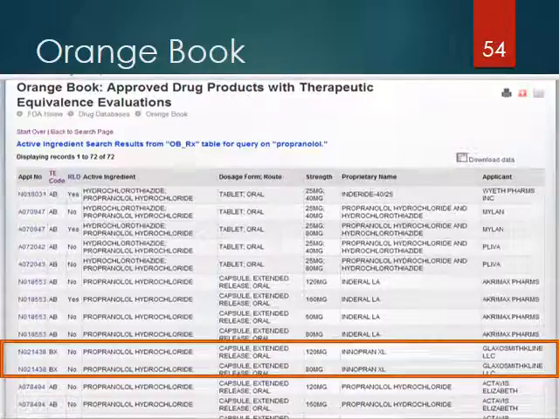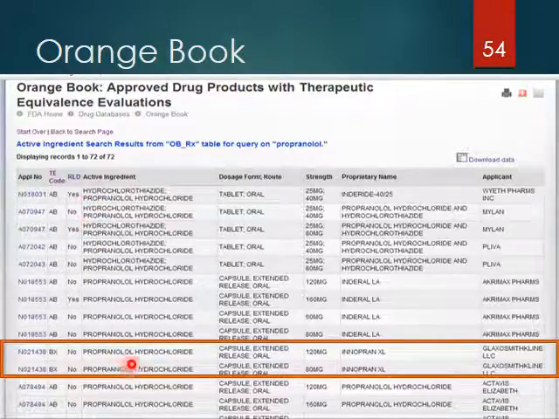So just an example here, we're looking at propranolol. You can see here, if I pull up my laser pointer, that here you have some AB rated products that all would be considered to be therapeutic equivalent. So here we have hydrochlorothiazide and propranolol combination product. All of these products would be considered to be therapeutic equivalents, right? Because they're the same drug products, same dosage form, same strength here. So 25/40, 25/40. These would all be considered to be therapeutically equivalent.